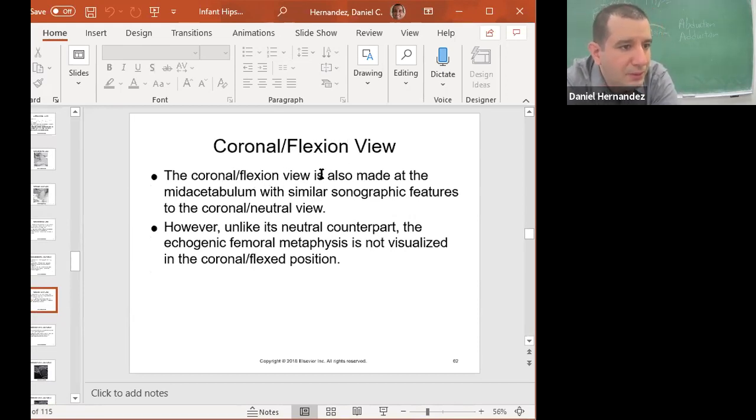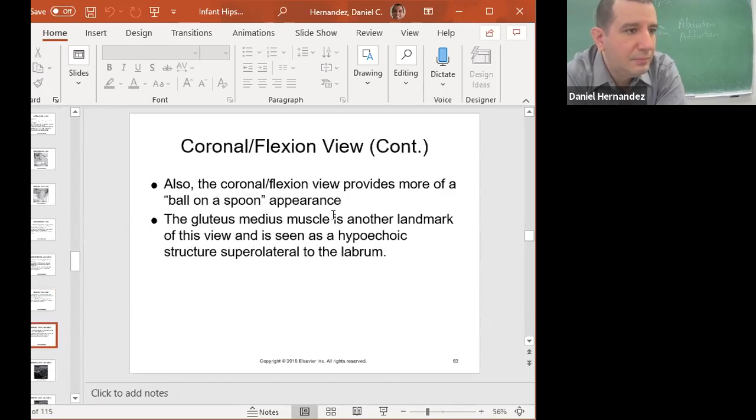So the coronal flexion view is also made at the mid acetabulum with similar sonographic features. That's a coronal neutral view. However, unlike its neutral counterpart, the echogenic femoral metaphysis is not visualized in the coronal flexion view. So the coronal flexion view provides more of a ball and spoon appearance. So that's commonly what it's referred to.